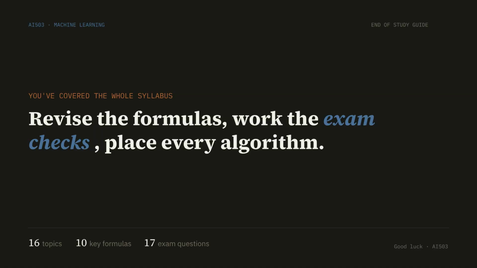That completes the AI503 study guide, covering 16 topics from machine learning foundations to reinforcement learning. Remember to review your formula sheet, work through the exam check questions, and ensure you can map every algorithm to its core function. Good luck with your final preparations.